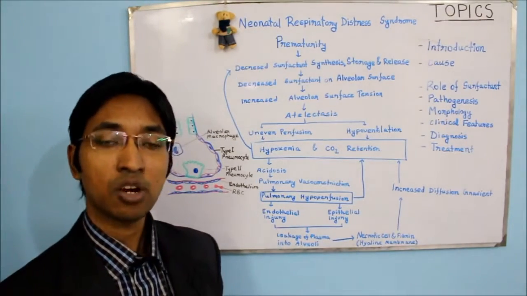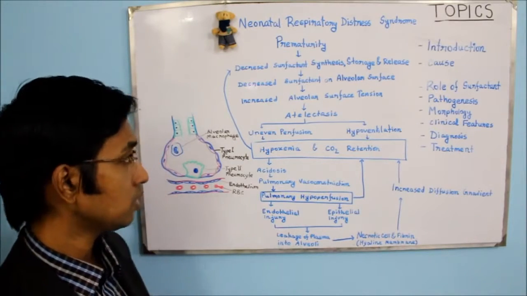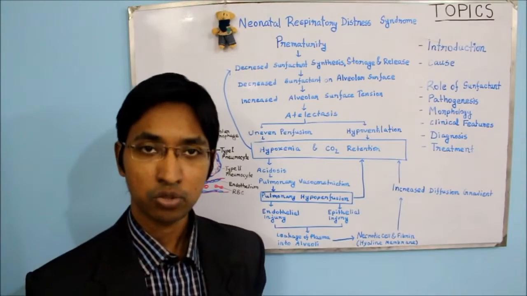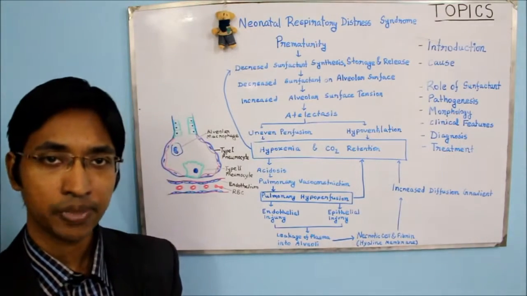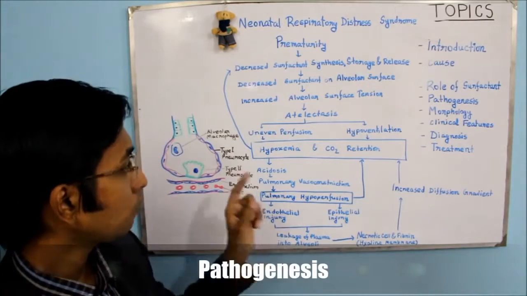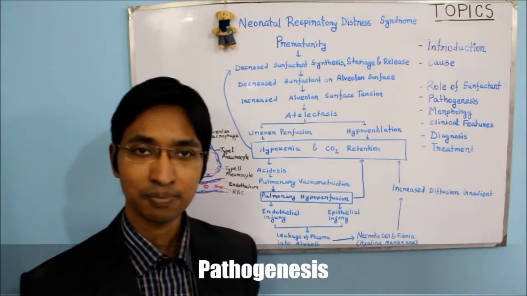So now that we have talked about the role of surfactant in this disease, now we will move on and talk about the pathogenesis of this disease. And in order to do that, you can see that I have drawn a flowchart on the whiteboard.